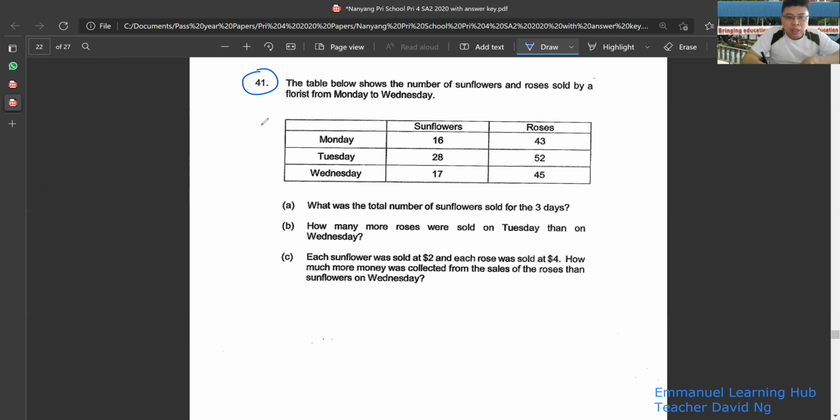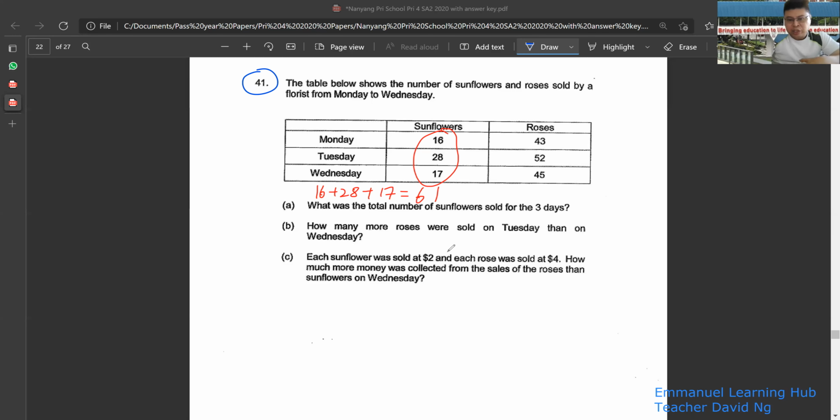Okay, 41. The table below shows the number of sunflowers and roses sold by a florist from Monday to Wednesday. What was the total number of sunflowers sold for the 3 days? So total number of sunflowers sold in the 3 days, you add all these together. 16 plus 28 plus 17. You know how to add together, right? Okay, you add, you get 61.